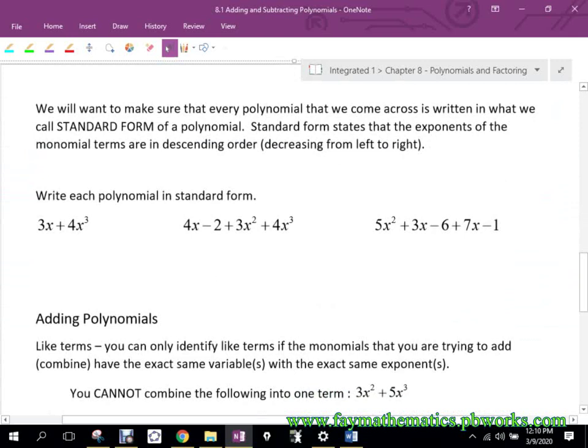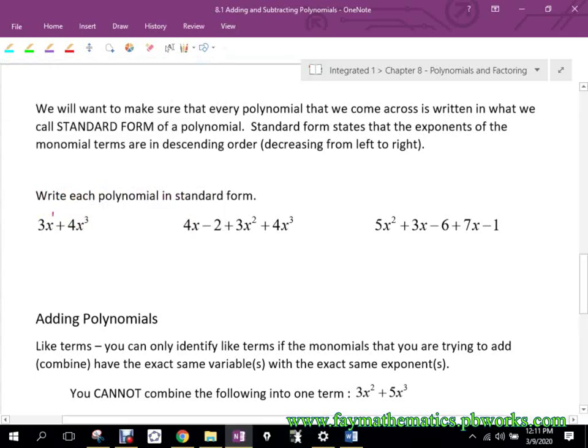What I always ask you is, we're going to start by having like terms, right? When it asks us, can I actually add 3x and 4x squared or 4x cubed together? There's one thing we have to be able to do first. We have to write these polynomials in what we call standard form. Your textbook uses the words standard form. Some textbooks use the words descending order. What does it mean to descend? To go down. So if I'm putting it in descending order, the things that should be going down are the exponents. Does that make sense? So we're going to order these. If I look at this first one here, what is the largest exponent?